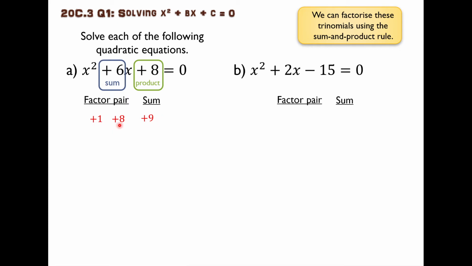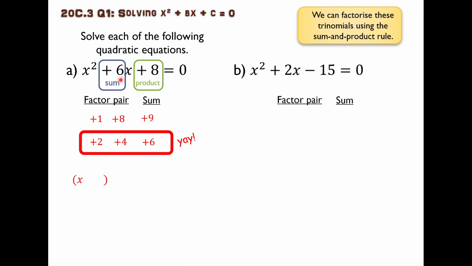Does this pair of numbers work? Is that the sum that I was looking for? No, I was looking for +6. So let's try another one. What else goes into 8? 2 goes into 8. 2 times 4 gives 8. So I'll write the pair of factors here, and then here is the sum. Just looking at this, +2 plus 4 is 6. Is that the sum that I was looking for? Yes! So these are my wonderful numbers, yay!